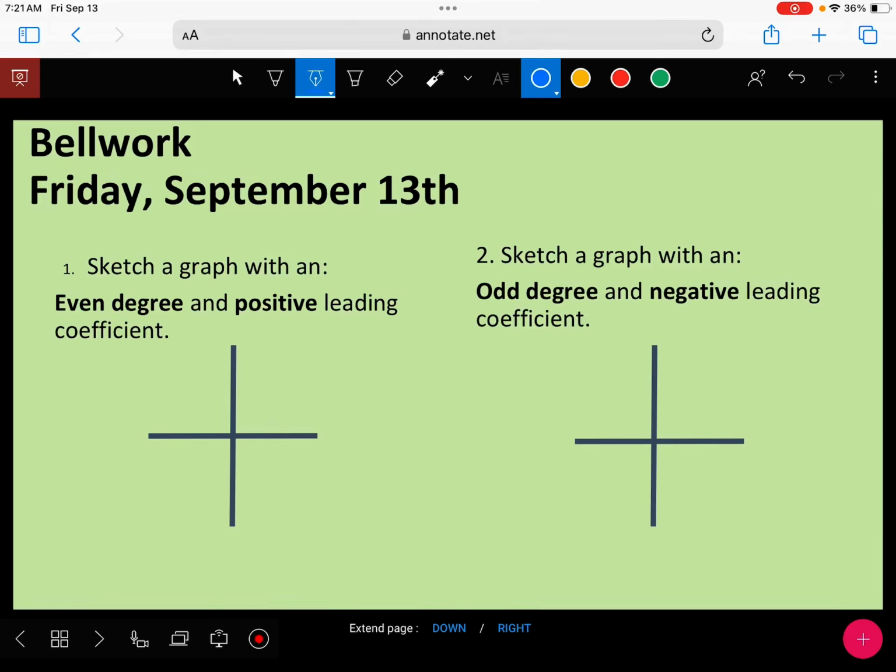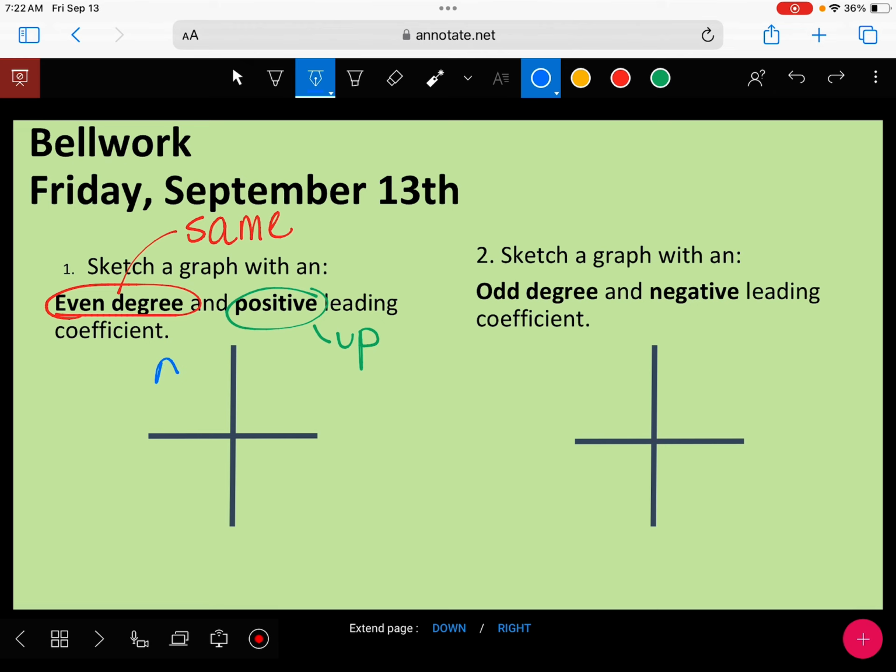So we know that if it's an even degree, that means we're looking for arrows that go the same direction. So both sides are going to go the same. And if it's positive, that means that they will both go up. So it doesn't matter. I'm going to show you some examples. You could draw something like this. That would work. You could just make it a simple parabola.